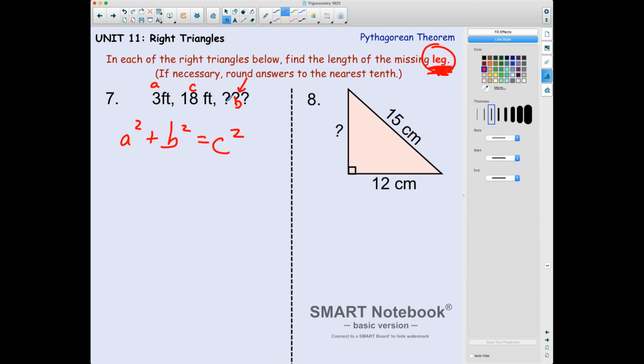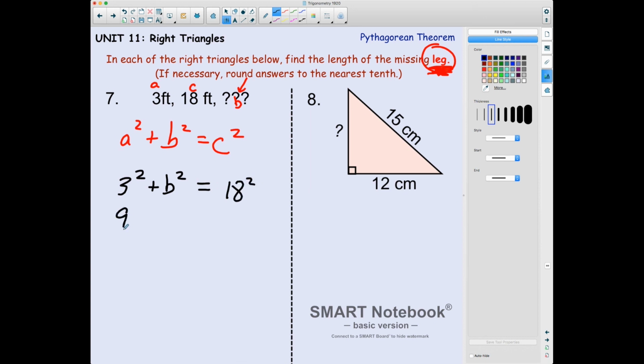The smaller one of these has got to be a leg. So we go 3 squared. And we're looking for the other leg, so we'll make that the B. Could have made it the A, that's fine too. And then 18 squared. Good.